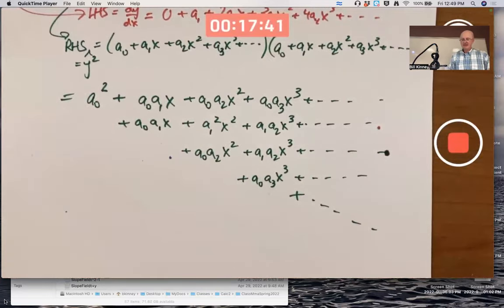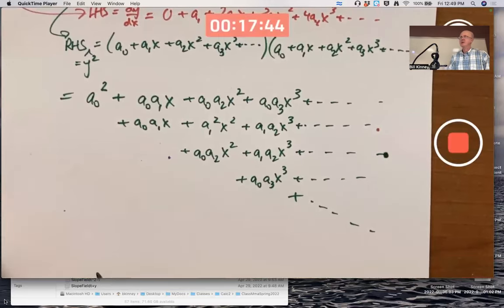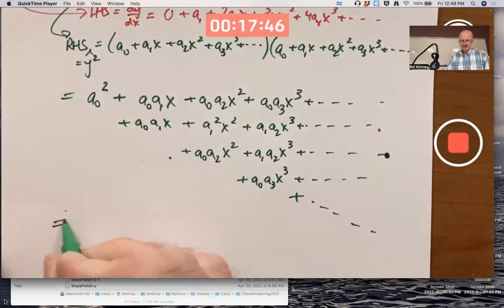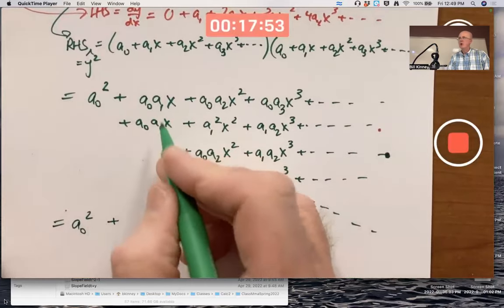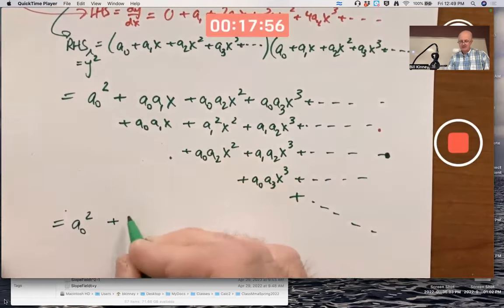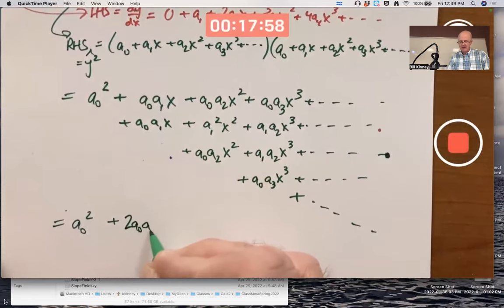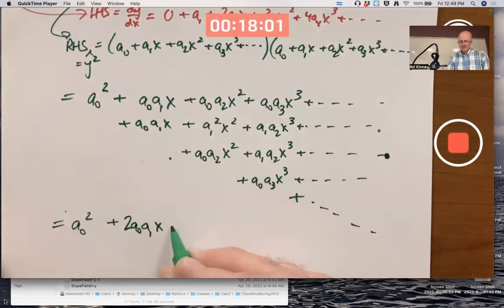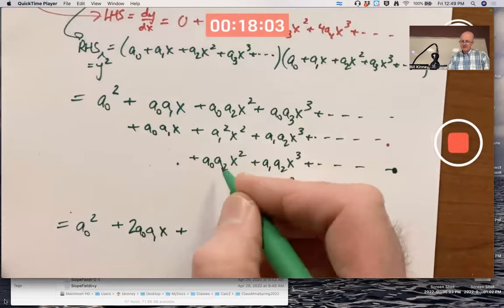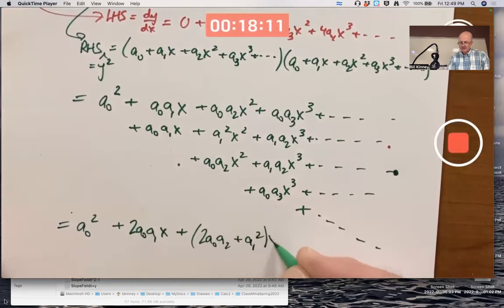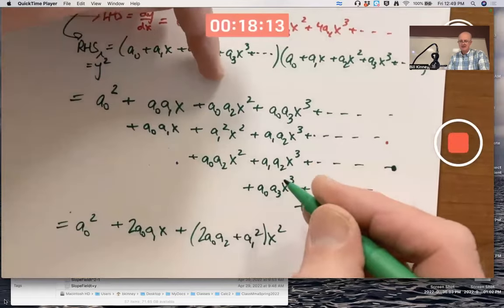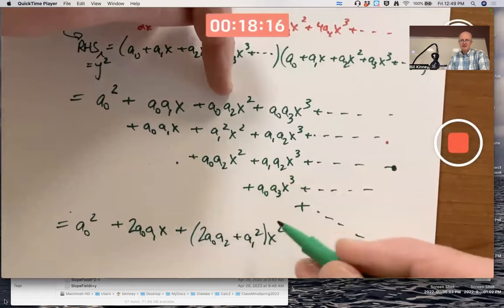We are blissfully ignorant of what it takes to prove that you can do such a thing. Combine the like terms now. We only have one constant term. We have two x terms, and they both have the same coefficient, a0 times a1, so that we get 2a0a1x. With the x squared coefficients, two of them are the same. You get (2a0a2 + a1 squared) times x squared. And combining these three things here to get this.